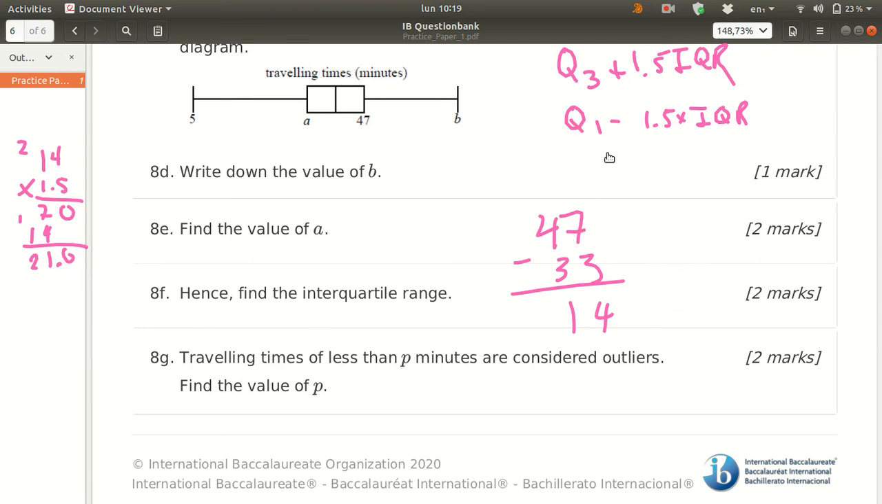All right, so Q1 is 33, so it would be 33 minus 21. Let's do that. 3 minus 1 is 2. 3 minus 2 is 1, so 12. The value of p is 12 minutes. Everything below 12 minutes is going to be an outlier. And that's it.